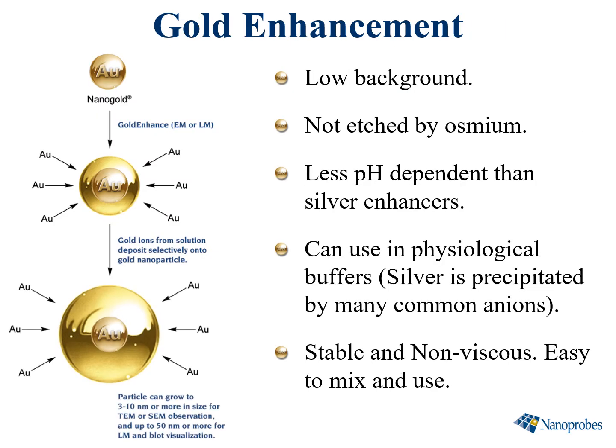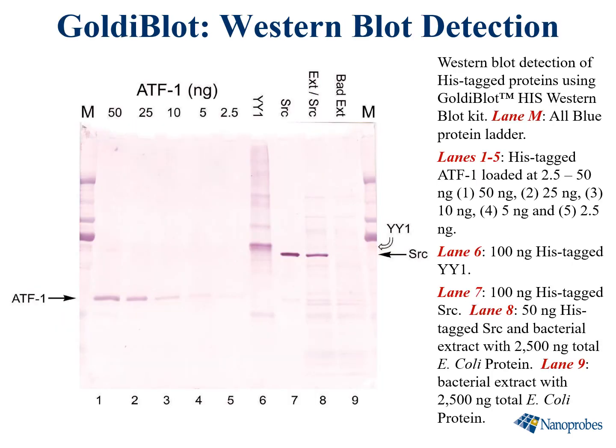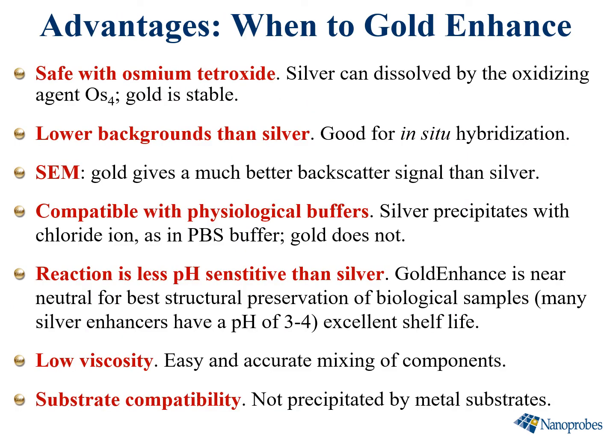Taking gold enhancement further provides a very sensitive detection method for light microscopy, and again for blots and gels. And this is GoldiBlot, which is our product for Western blot detection. GoldiBlot is a system for detecting his-tagged proteins on Western blots, and it consists of our nickel NTA nanogold, which binds strongly and selectively to his-tagged proteins, developed with Gold Enhance. And here's an example of the visualization of his-tagged proteins on a Western blot.